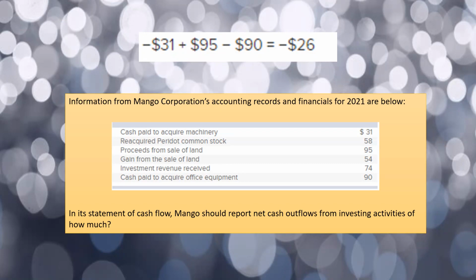Investment revenue received. No, we're going to show that as operating. Cash paid to acquire office equipment. Yes, that's another investment. So we are showing that cash went out. So they had negative cash flows of $26.